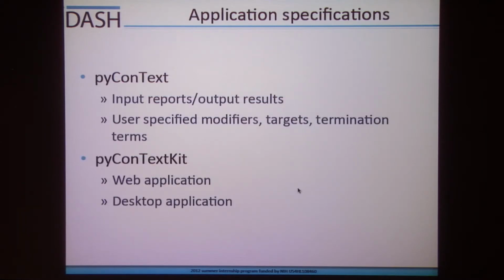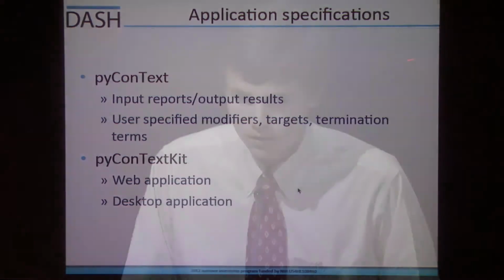So the application specifications of PyContext NLP: the actual algorithm itself takes inputs of reports and lexicon and extracts information, and the application outputs those results onto an easily readable page, and it formats the data that's taken out into structured fields so the people can read it and the computer can read it. The user specifies the modifiers, targets, and termination terms on the web page before actually running the application.